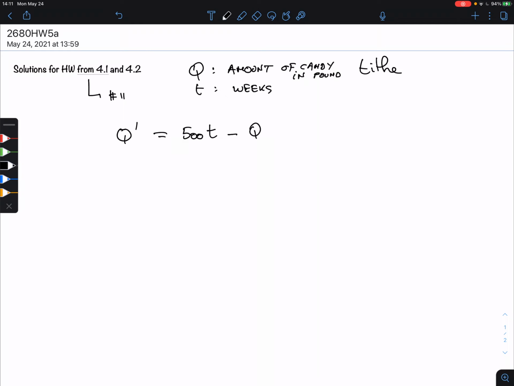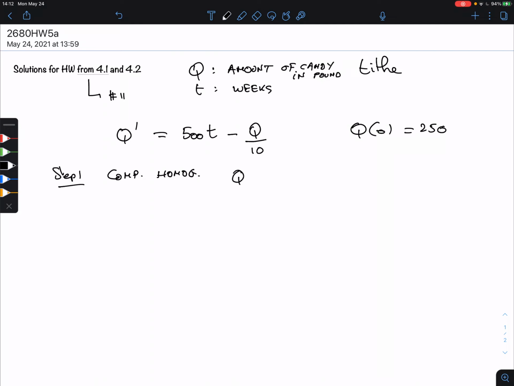Now his family eats it at the rate of Q over 10, 1/10 of Q. And you see that here this depends on Q, so we do get a differential equation. It's a non-homogeneous one. Before we go on, let's write down also the initial condition that we can use later. Q0 is 250.